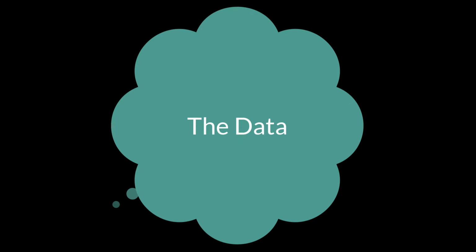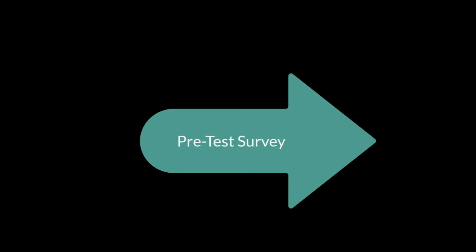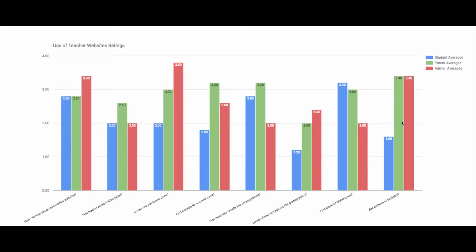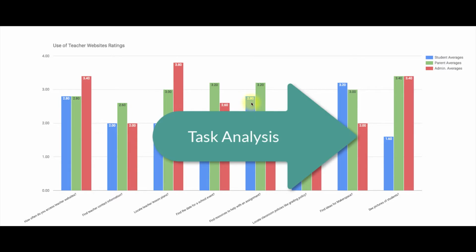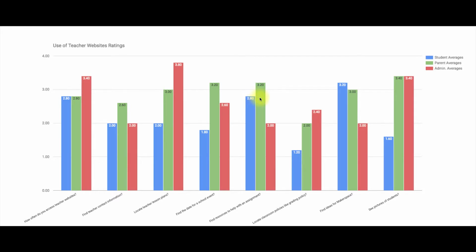Let's take a look to see what the data shows us about the usability test on Mrs. Field's class website. The pre-test survey gave us quite a bit of information about why these 3 sets of users use teacher websites. Most notably, student response data showed that they use teacher websites most often to locate lesson resources and to find ideas for their makerspace projects. So it looks like students are really looking at these websites to provide them some outside information.